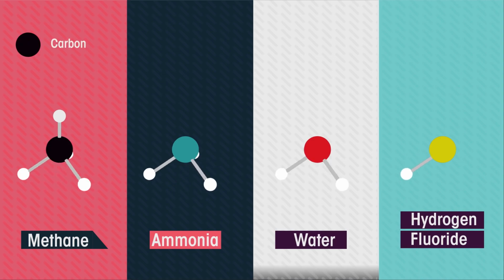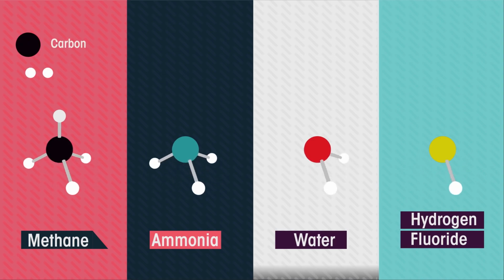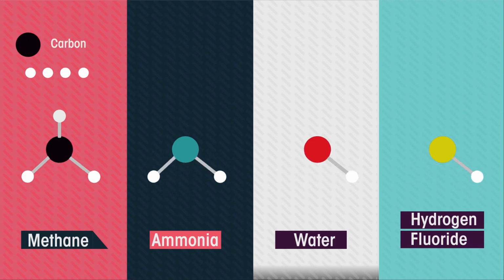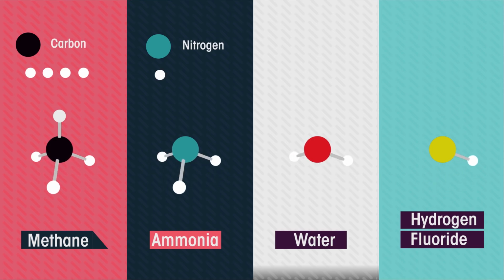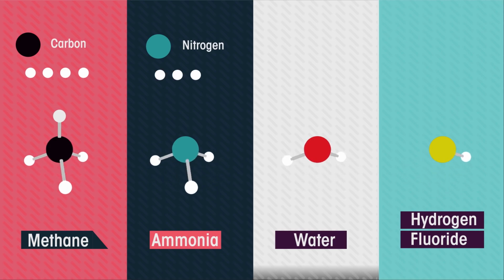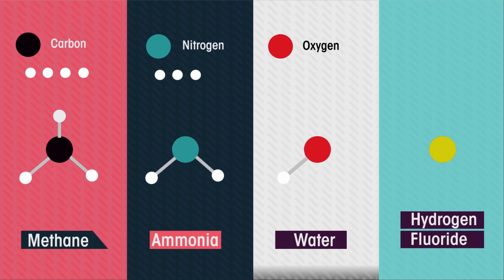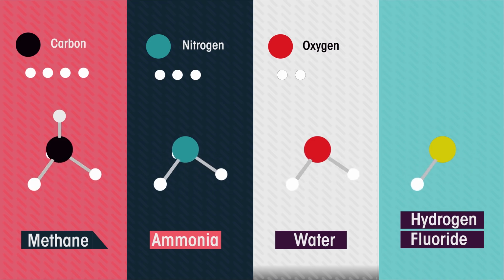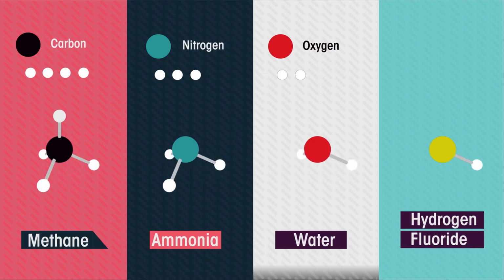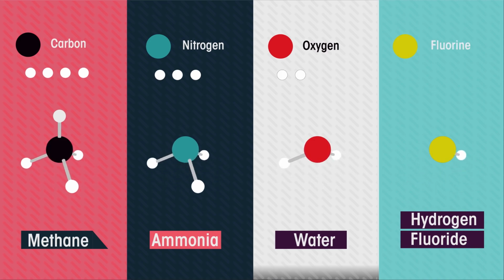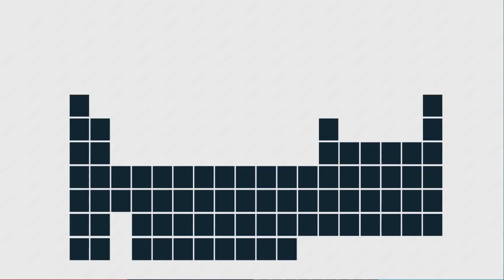Methane is carbon bonded to 4 hydrogen atoms. Ammonia is nitrogen bonded to 3 hydrogen atoms. Water is oxygen bonded to, guess how many? 2 hydrogen atoms. And hydrogen fluoride is fluorine bonded to just 1 hydrogen atom.